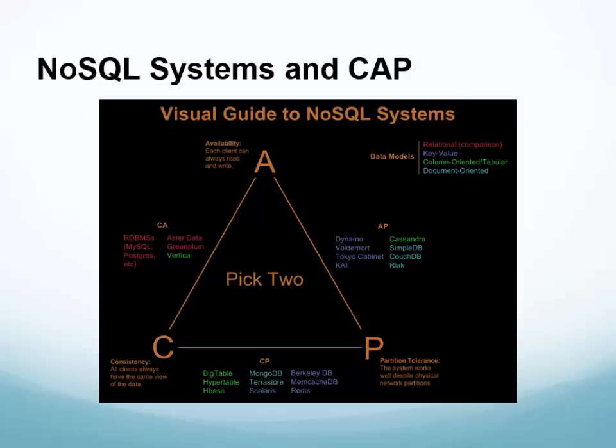Consistency and partitioning, the databases that support that are Bigtable, Hypertable, HBase, MongoDB, Terrastore, Scalaris, BerkeleyDB, MemcacheDB, Redis. Redis is basically a RAM-based database, very fast. Partition tolerance: the system works well despite physical network partitions. Let's move on, it's a very tough topic.